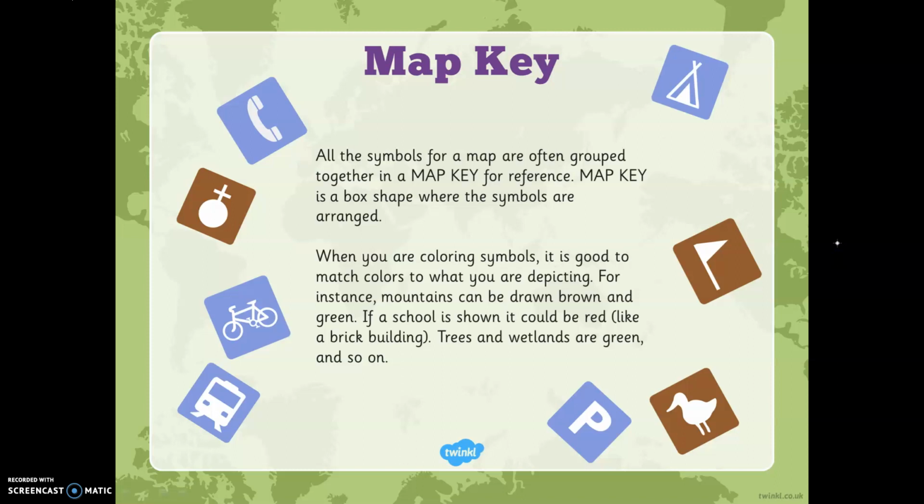A map key. All symbols for a map are often grouped together in a map key for reference. A map key is a box shape where the symbols are arranged. When you are coloring, it is always good to match colors to what you're depicting. For instance, mountains can be drawn brown and green. If a school is shown, it could be red, like a brick building. Trees and wetlands are green, and so on and so forth.